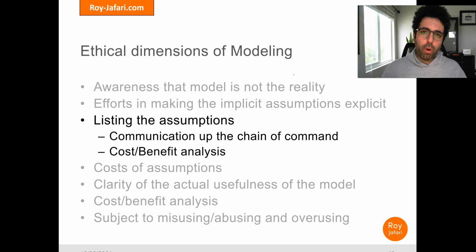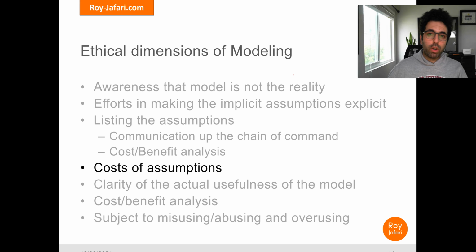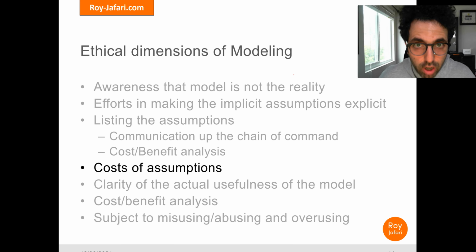We also want to make sure that, like I said, these assumptions are always at the forefront of our thinking, and whoever is going to be using this model up the chain, communication up the chain of commands, they have to be aware of these assumptions. At the same time, we will be using these assumptions in our cost benefit analysis. So we also want to pay attention to the costs of our assumptions.